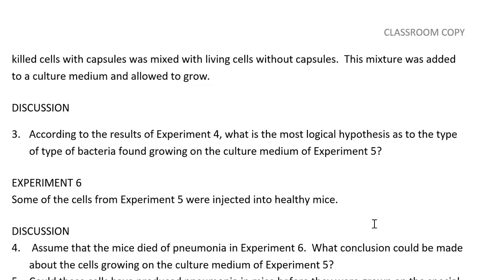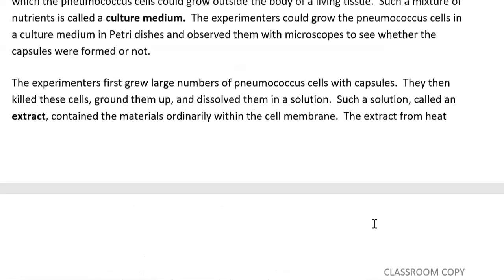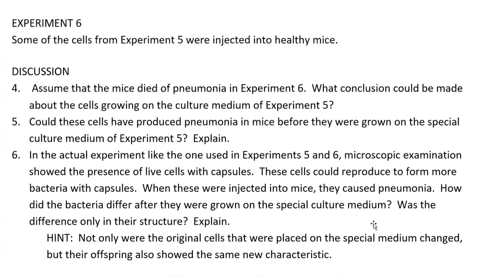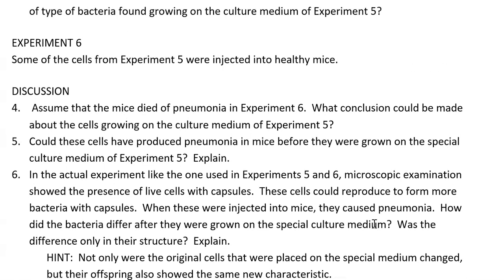So according to the results of experiment 4, what is the most logical hypothesis as to the type of bacteria found growing on the culture medium of experiment 5? So the type of bacteria growing on the culture medium in experiment 5 would most likely be the smooth strain bacteria. Remember, if you look up here, smooth is the one with capsules. Okay, so it's going to be the smooth strain bacteria because that is the type that killed the mice.